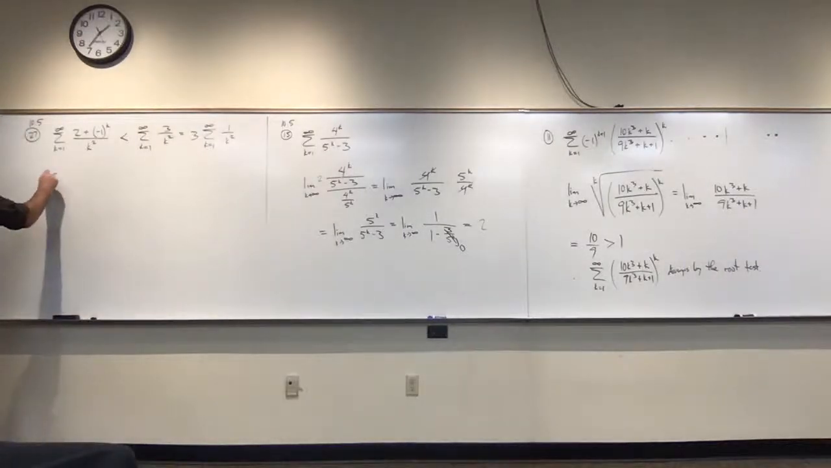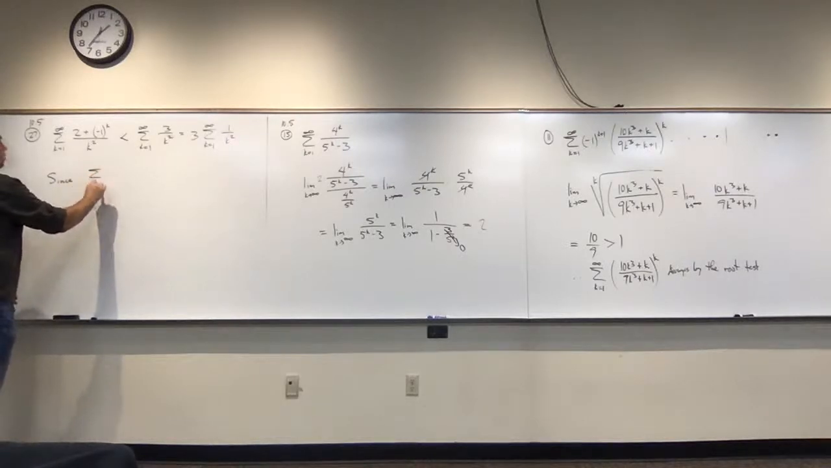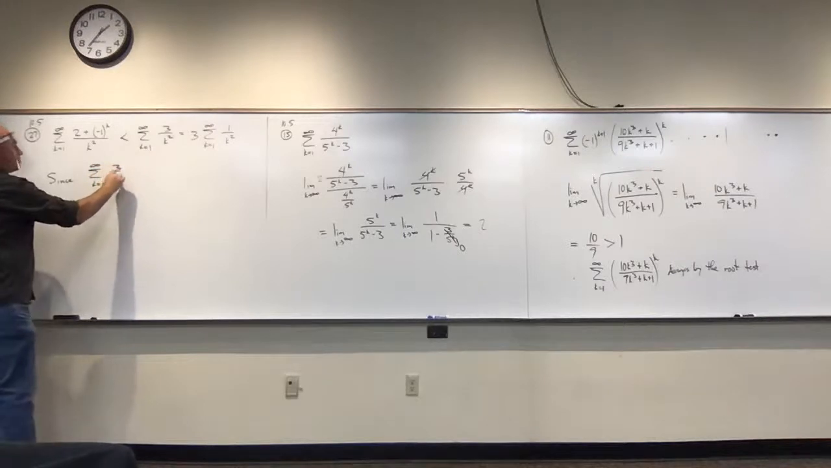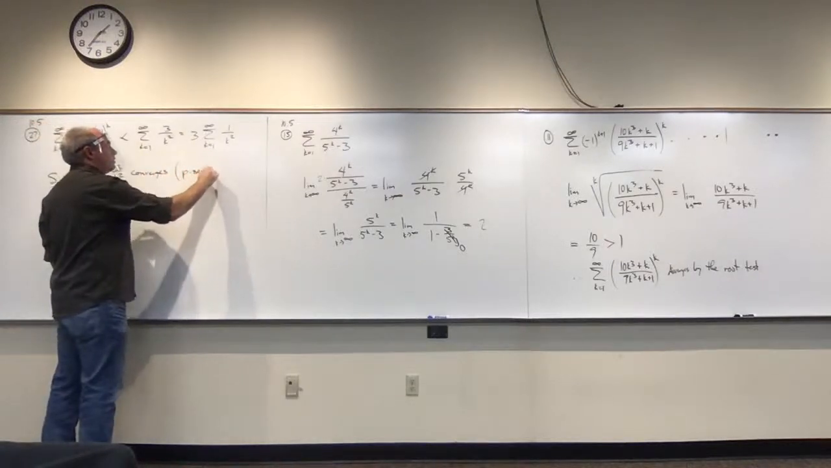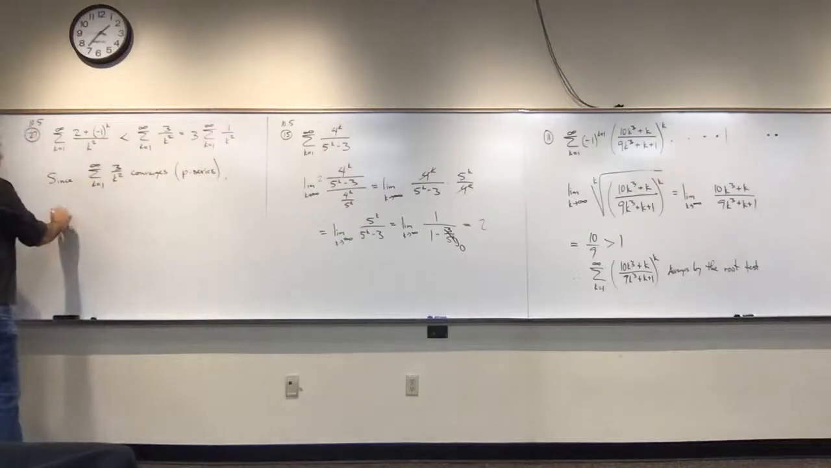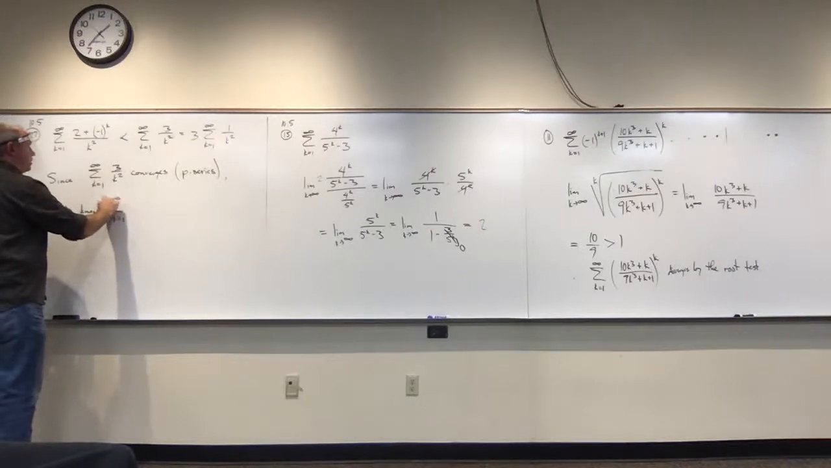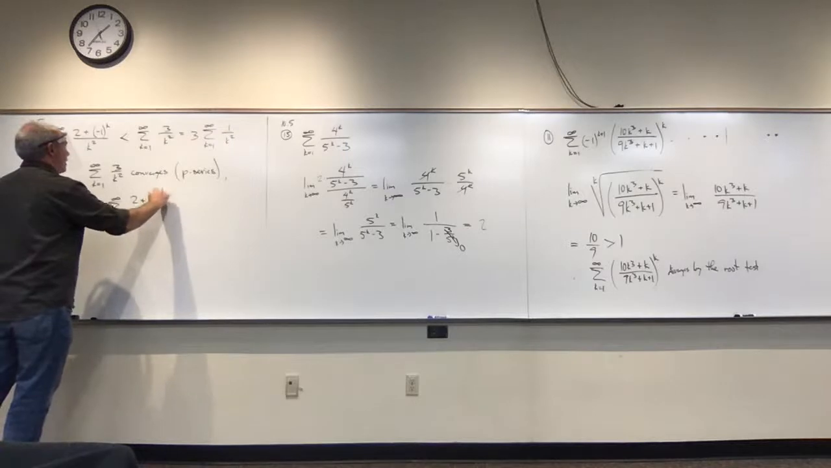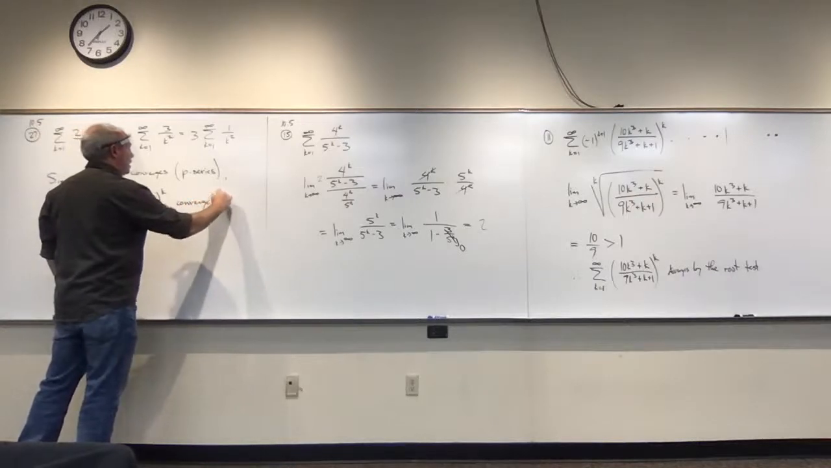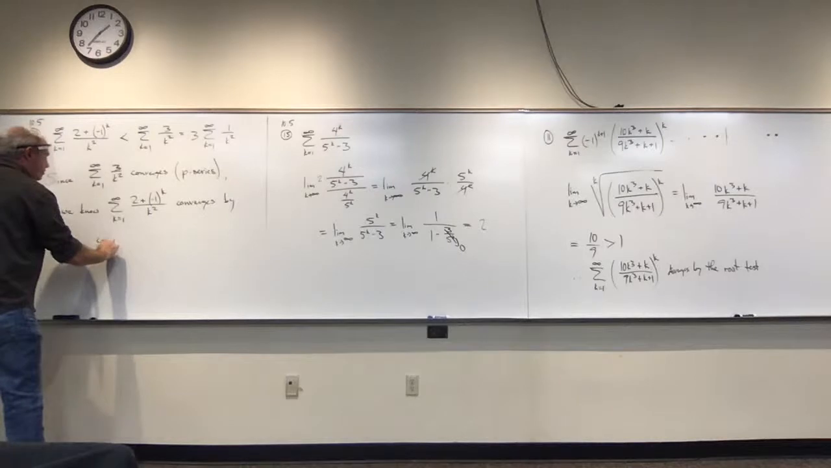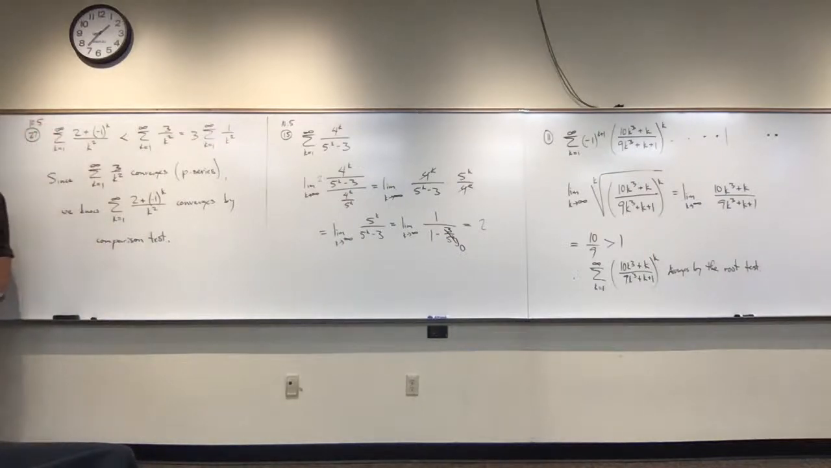So what I would say is, since the sum k going from 1 to infinity of 3 over k squared converges, because it's a p-series, we know that the sum k going from 1 to infinity of 2 plus negative 1 to the k over k squared converges by comparison test. And we're done. Sound good?